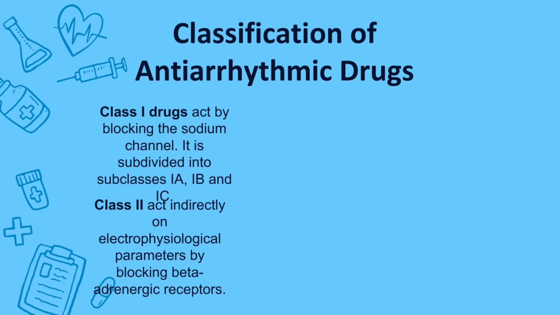Second is the Class 2 drugs. Class 2 drugs act indirectly on the electrophysiological parameters by blocking beta-adrenergic receptors. Example of this is propranolol.